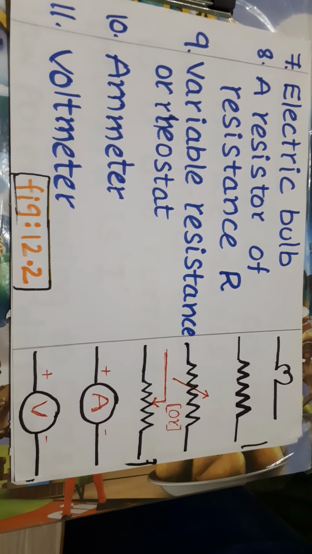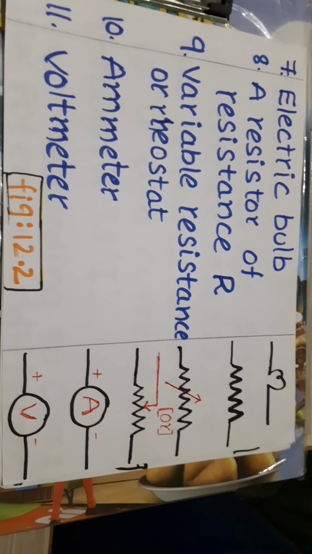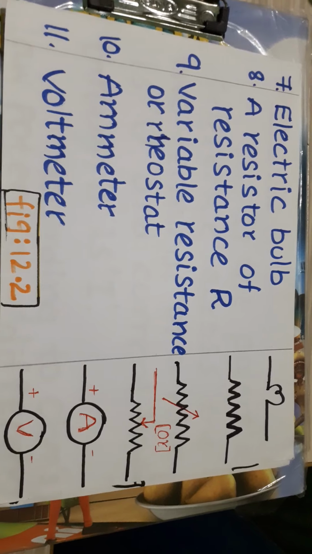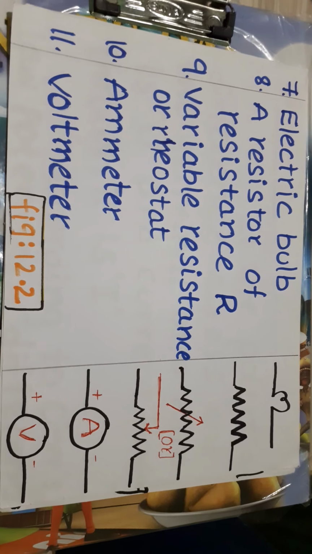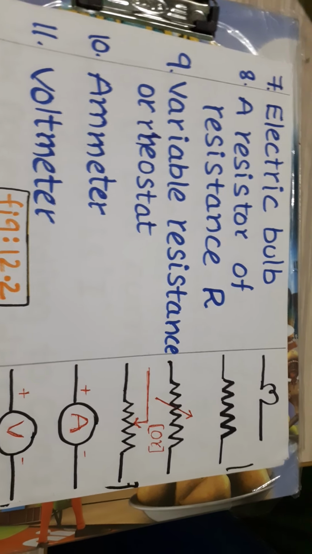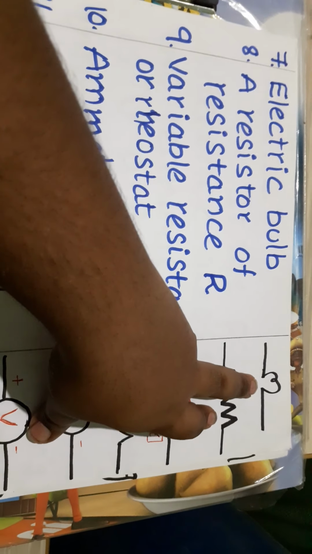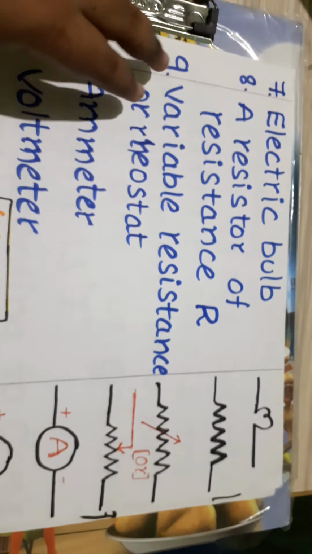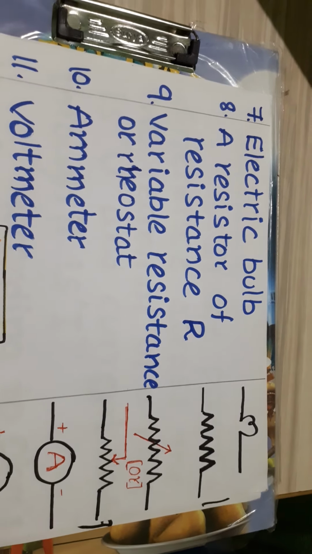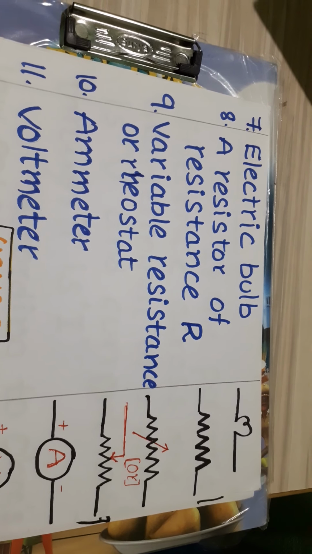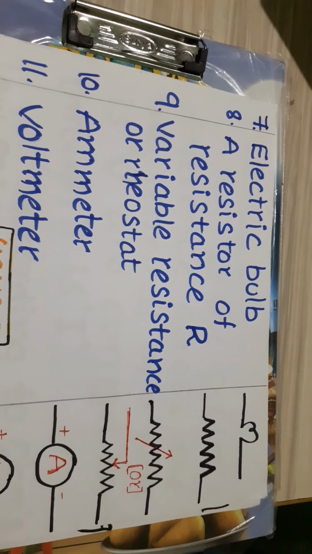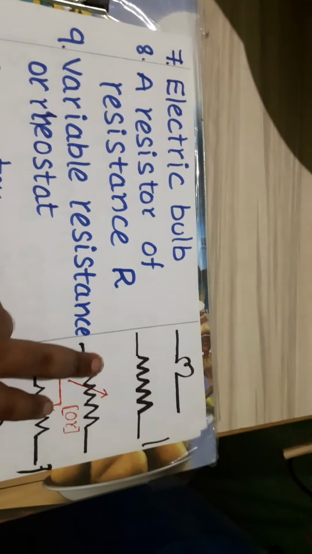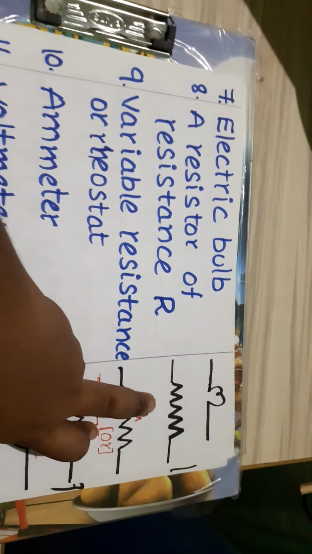Next symbol, electrical bulb. An electric bulb is generally one of the components in the electrical circuit. So this is the symbol of the electrical bulb. Next component, resistance or resistor of resistance R. So resistor, this is the symbol of the resistor.